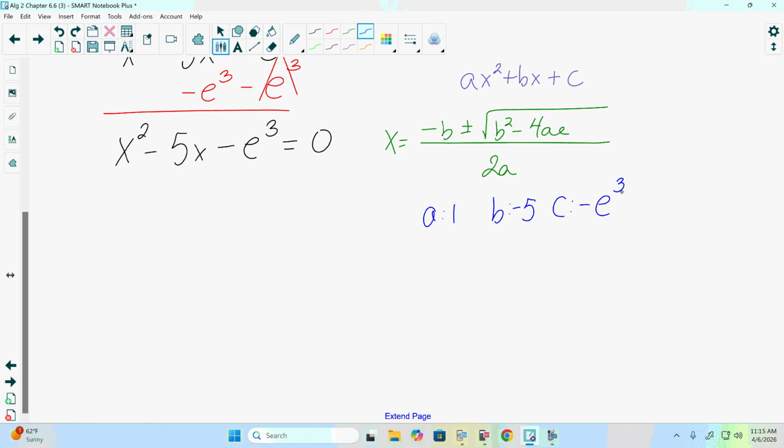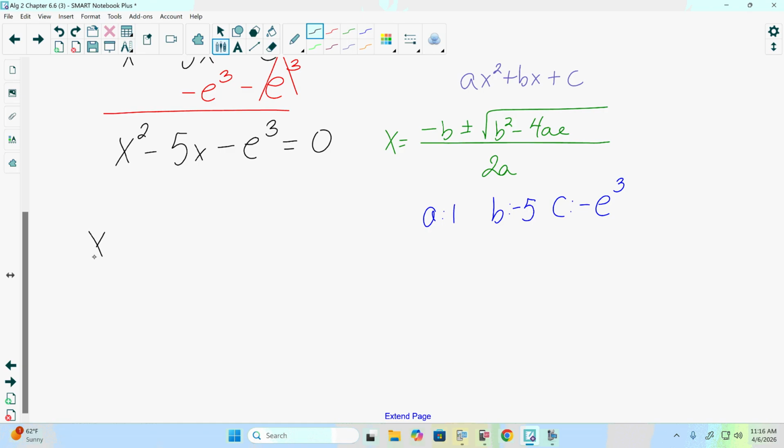Negative e to the third. It's not a variable, but it's the term without x. It could be a single number, but it's whatever's in that spot without x. A is the number in front of x squared, b is the number in front of x, c is the number without a variable. Doesn't matter what they are, it's just the numbers, those constants, those coefficients in those spots.